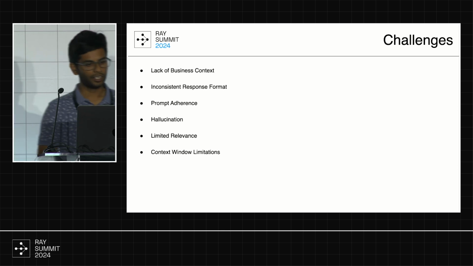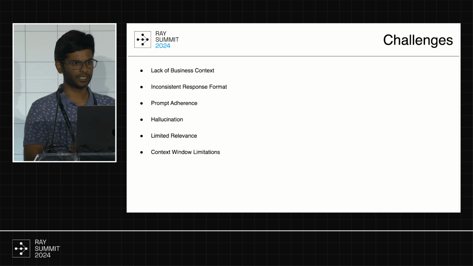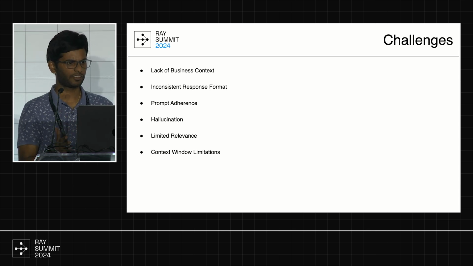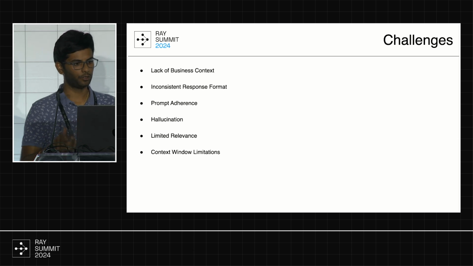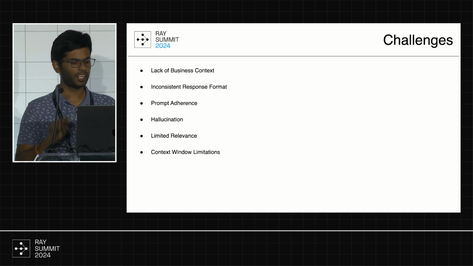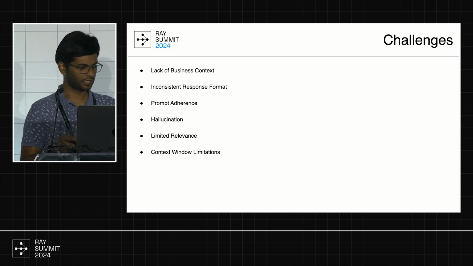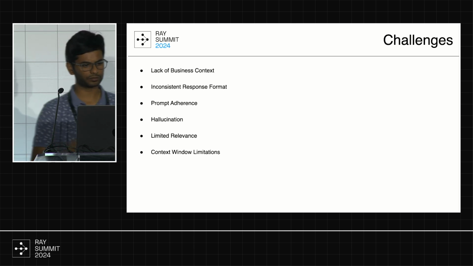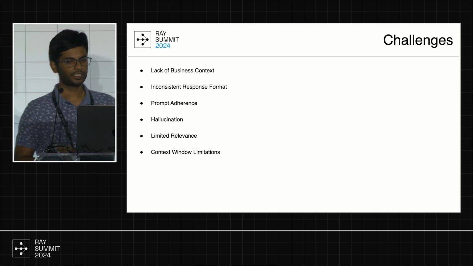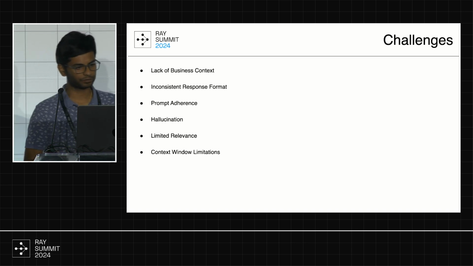So to summarize, the different challenges that we are seeing using large language models as is: they lack the business context, the response formats were inconsistent, and though LLMs are designed to follow instructions in the prompt, they don't always follow that. Because of all these challenges, we see limited relevance in the responses that they are generating.